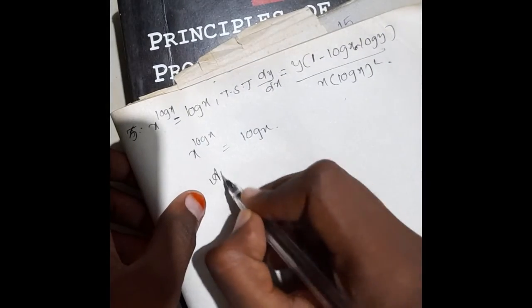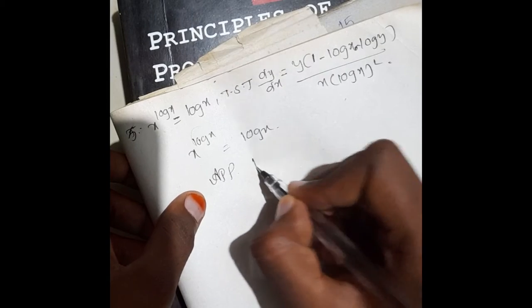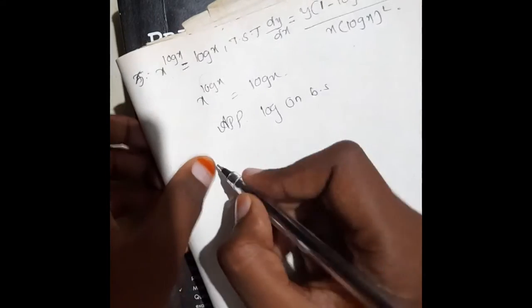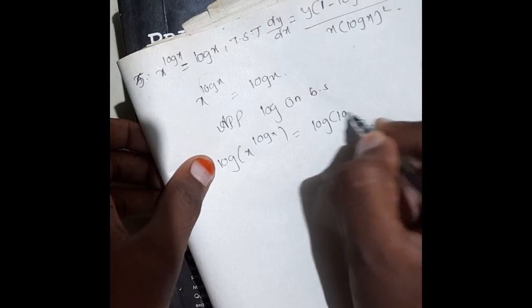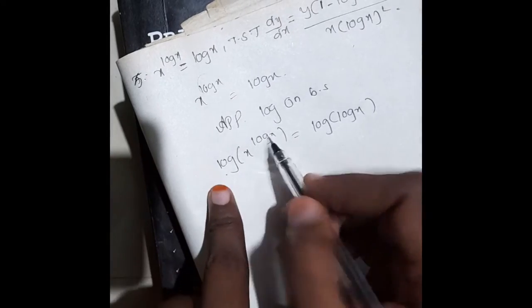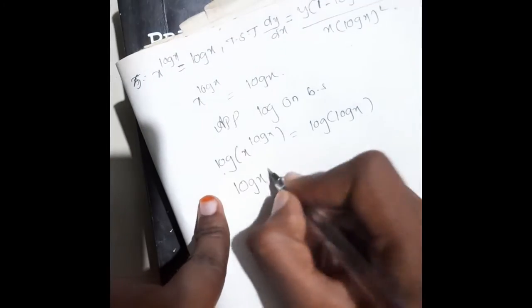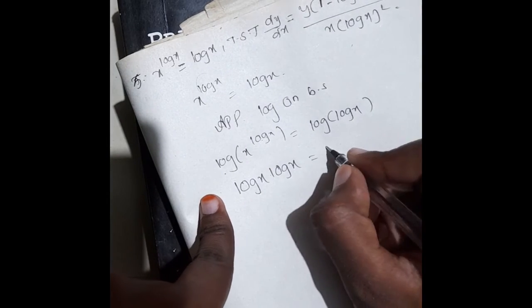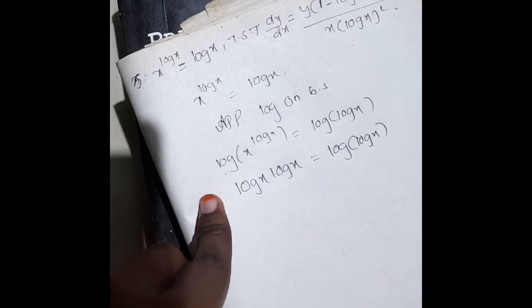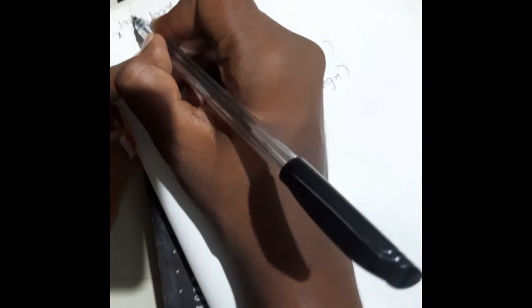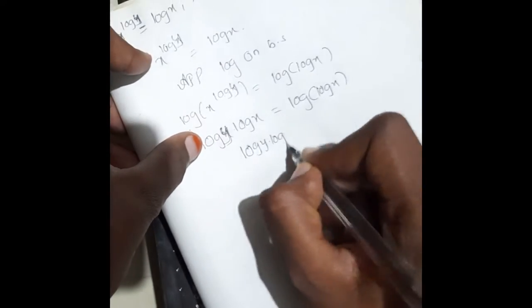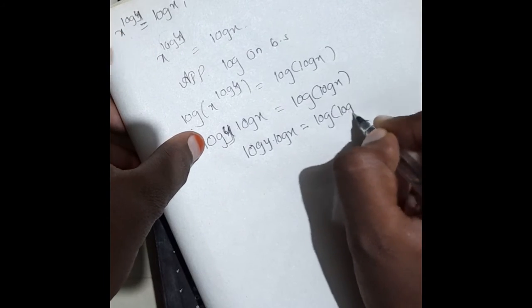So now applying log on both sides, to remove this power. Log of x to the power log x equals log of log x. So applied log on both sides. Now this is the same as the previous problem. Log x comes to the front, log x into log x, into log of log x. Sorry, it is actually not log x, it is log y. Now log y into log x equals log of log x.